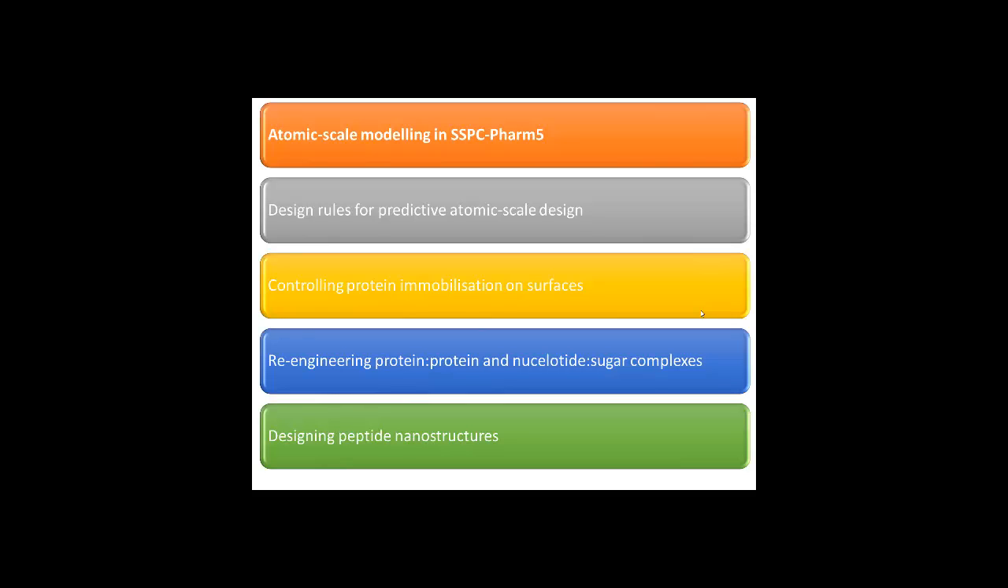I'll then briefly describe some recent work we've been involved with, for example, controlling protein immobilization on surfaces, also trying to engineer protein-protein complexes, and also complexes between RNA and cyclodextrins, which were used for drug delivery. And then at the end, I'll say a little bit about the challenges in designing peptide nanostructures. So it is difficult, and we do need a lot of computing power to tackle it.